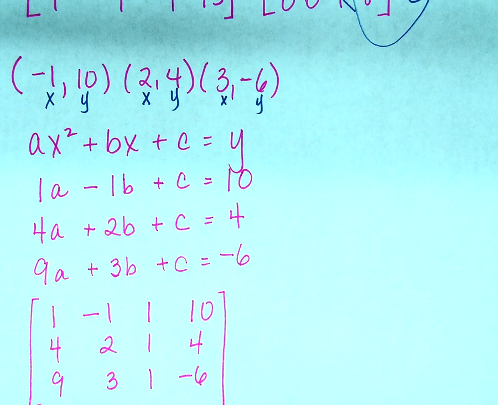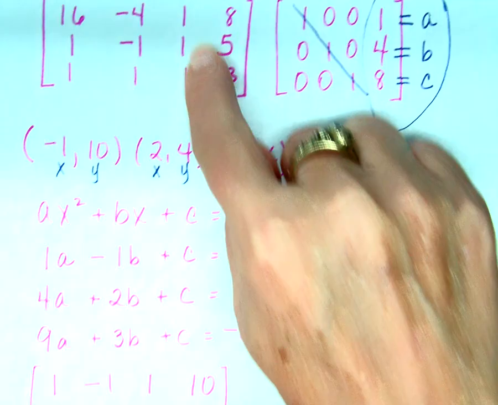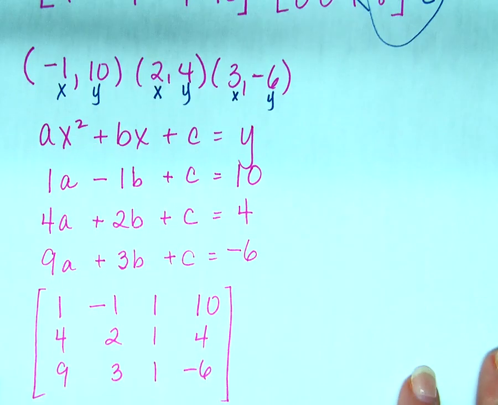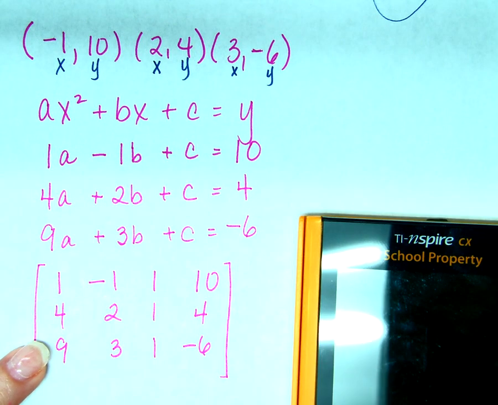It is, isn't it? Why is it always going to be ones? That's where my C is, right? Is there any X value that I have to substitute in for C? No, so it's always just going to be C's. Does that make sense? So that third column should always be a column of ones, shouldn't it? Okay. All right, now let's go put this in our calculator.